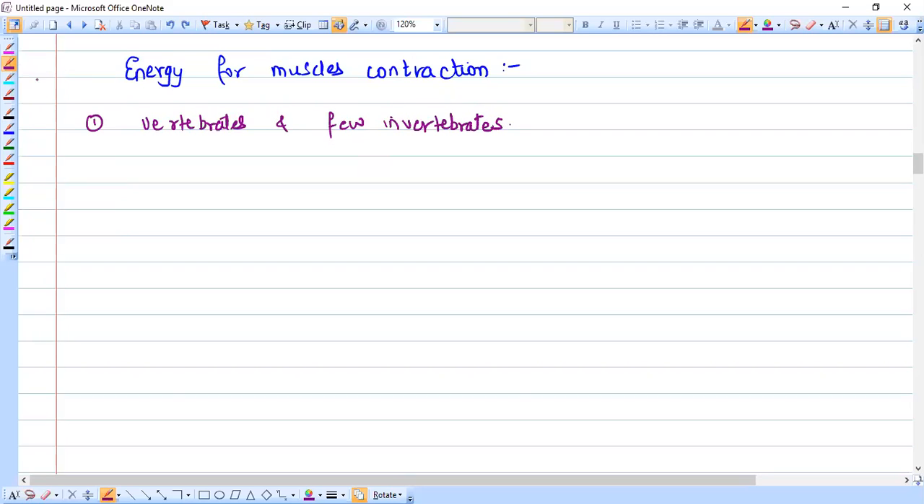So what are the different sources of energy? Remember, the energy or the ATP is provided with the help of a special chemical, and that chemical is called phosphagens. Phosphagens are those chemicals which will provide energy. One is in the form of ATP, a direct source of energy. Second is phosphocreatine.